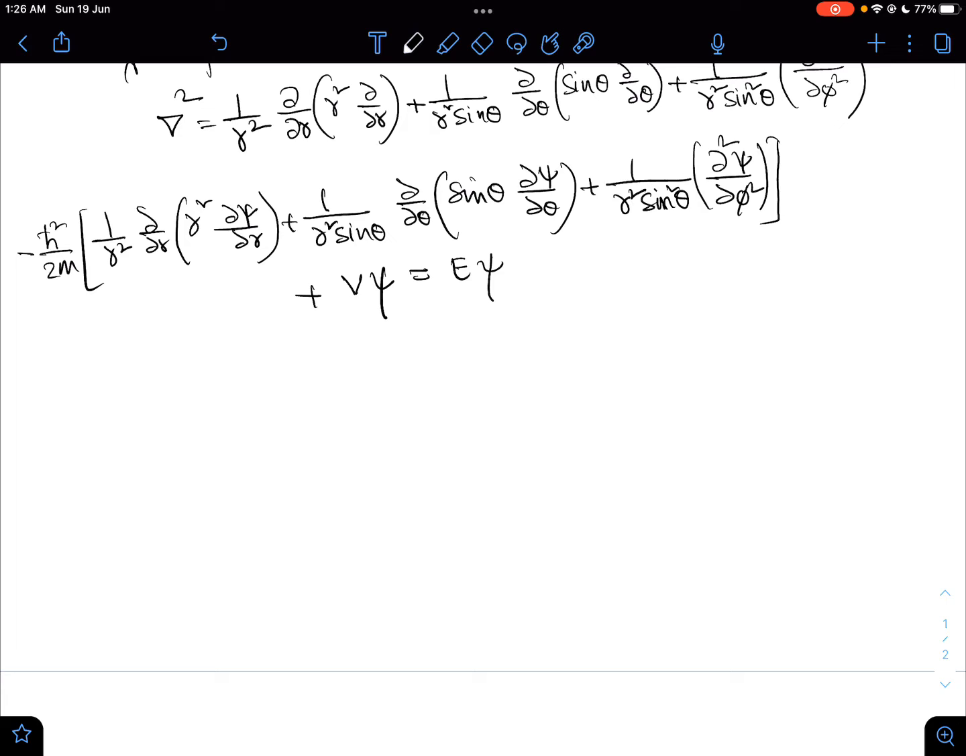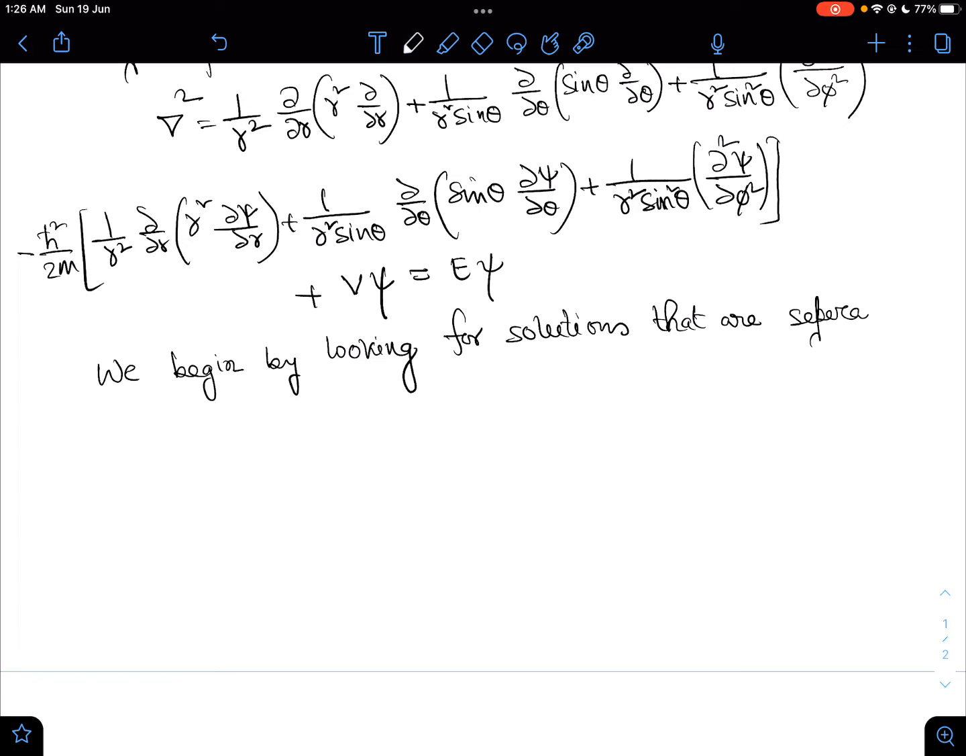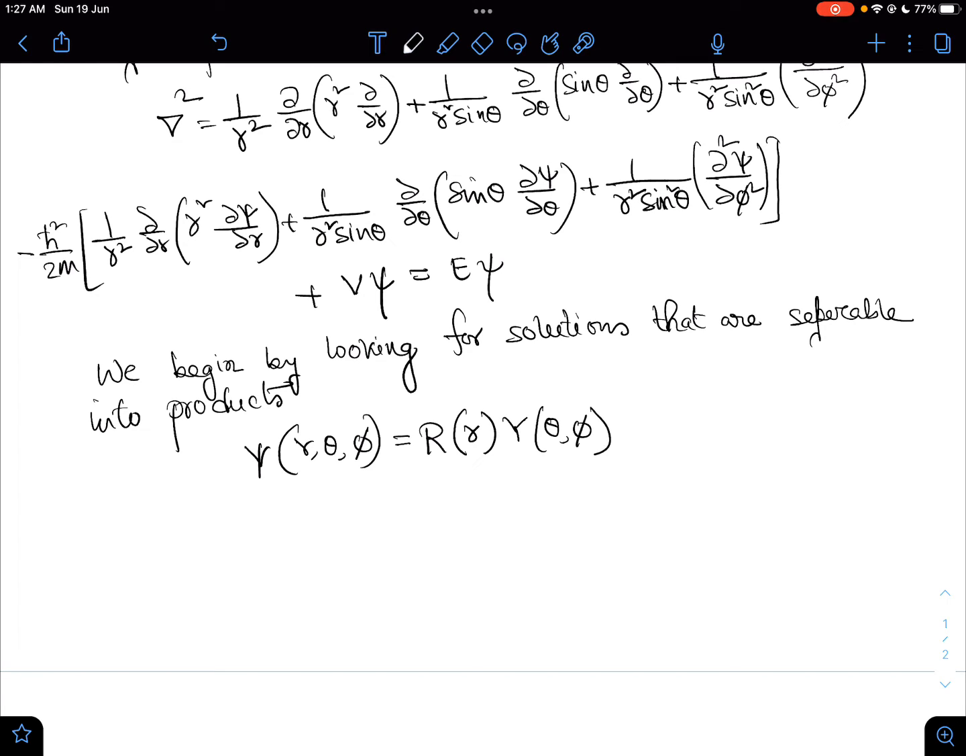So typically we have to solve this equation. We will look for solutions that are separable into a product. We are assuming that our solutions obey the separation of variables rule. So we can write our wave function psi of r, theta, phi as a function of r times a function of theta and phi. So we are making a separation of variables of the radial coordinate and the angular coordinates.